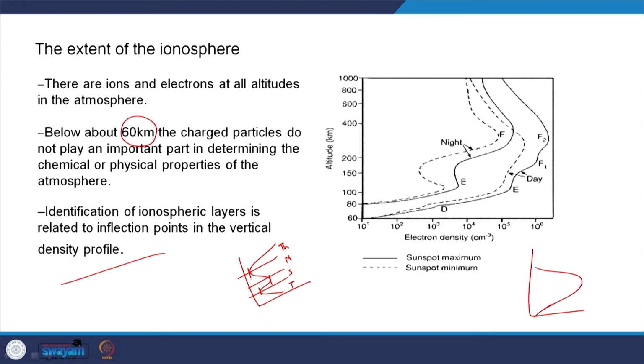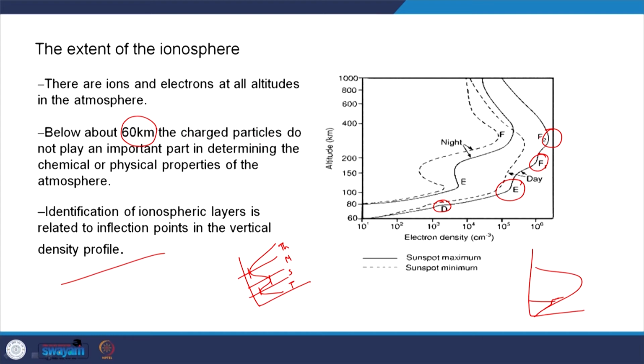But in this, there are small inflection points. So let's say for example, this point that you see, this point, this point, this point. So these 4 points are the ones which will be the boundaries of this particular layer. So if you see, the D layer is ending here, the E layer has the maximum density at this point, and the F layer is the one here that you see, F1 is the one and F2 is the one. So the identification of ionosphere layers is related to the inflection points in the vertical density profile.